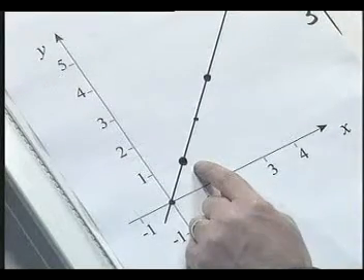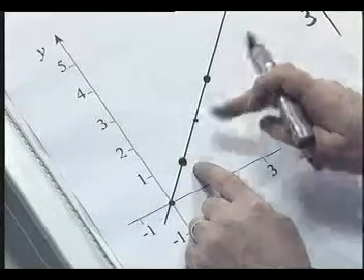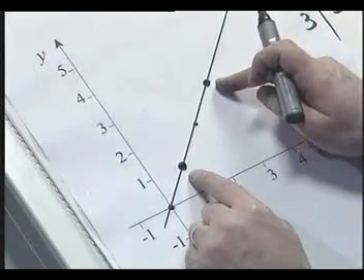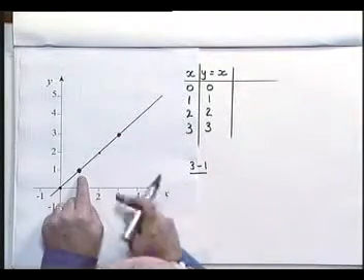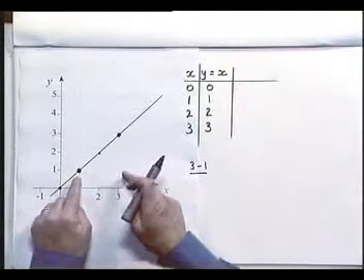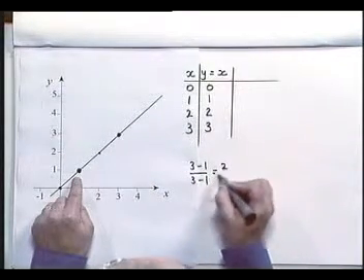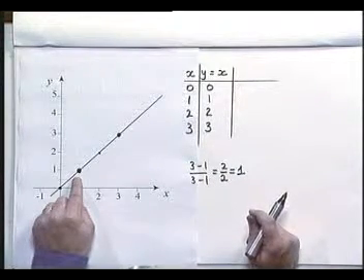Remember, to find the gradient of the line, we take, say, 2 points on it. Let's suppose we take this point and this point, and we calculate the change in y divided by the change in x as we move from one point to the next. Well, as we move from here to here, y changes from 1 to 3. So the change in y is 3 minus 1. And the change in x, well, x changes from 1 to 3, so the change in x is also 3 minus 1. 3 minus 1 is 2, 3 minus 1 is 2. So the gradient of this line is 1.